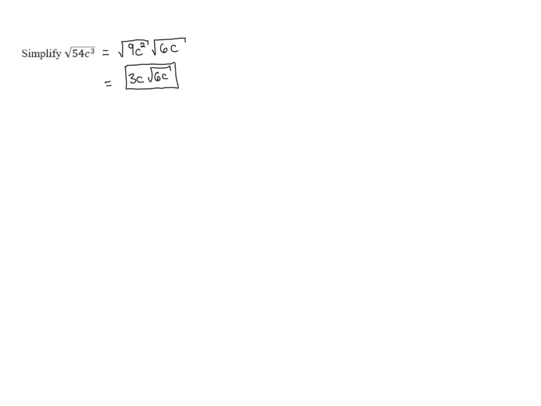Usually with these problems, we will put everything outside of the radical first. So everything that comes out of the radical goes in front, and then everything else is going to go under a radical at the end. So we've got 3c times the square root of 6c.